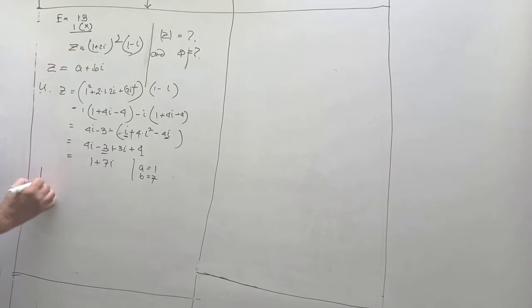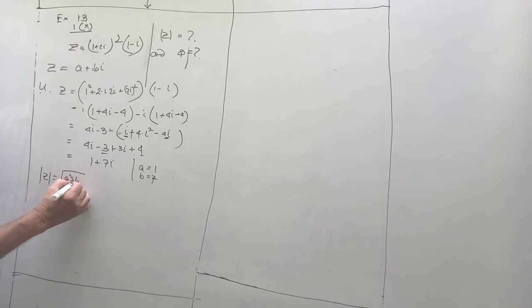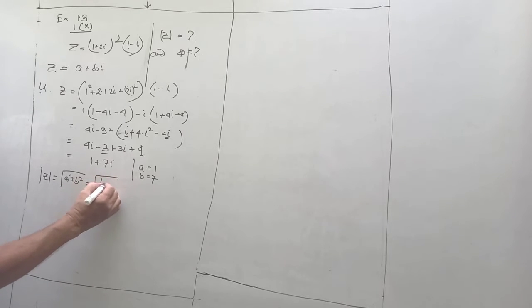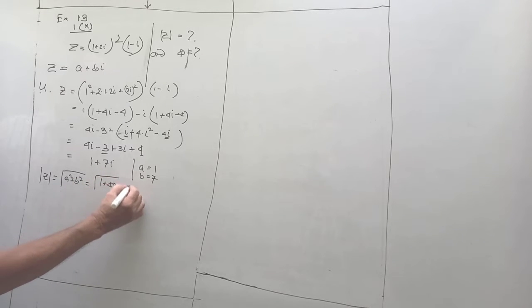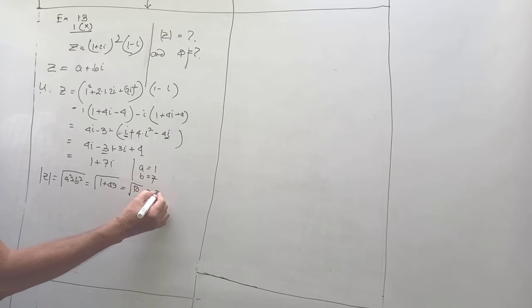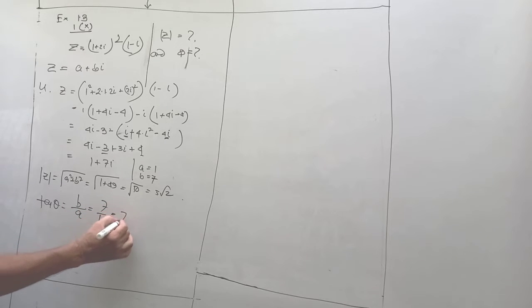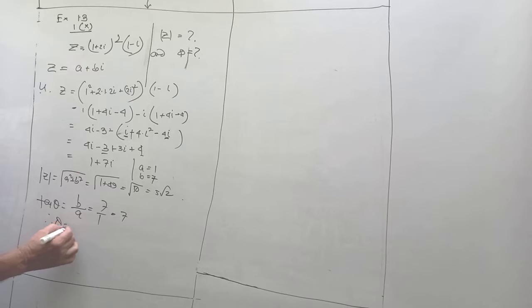Hence mod z equal to root over a square plus b square, equal to root over 1 plus 49, equal to root 50, equal to 5 root 2. Next, tan theta equal to b by a, 7 by 1, 7. Therefore, theta equal to tan inverse 7.